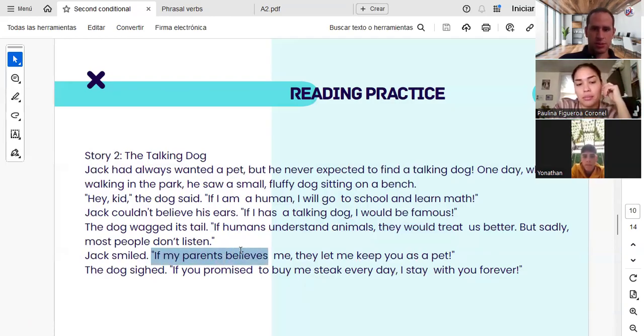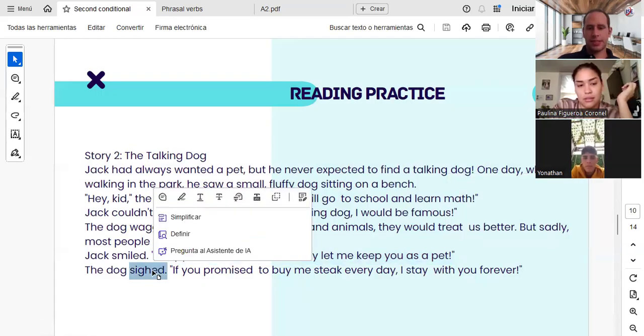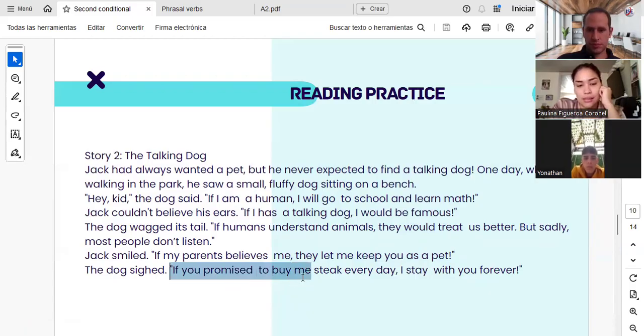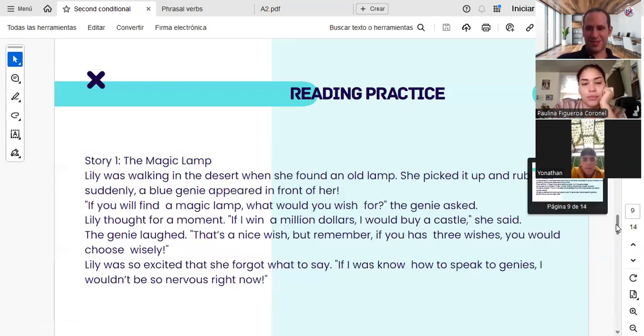If my parents believed me, they would let me keep you as a pet. Okay. What's the meaning of sigh? Suspirar. Okay, awesome. And the last one. If you promised to buy me a stick every day, I will stay with you forever. Awesome. Well done, Paulina. That's good.